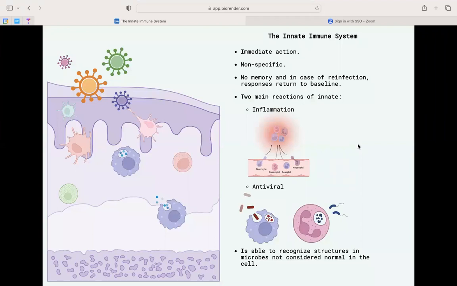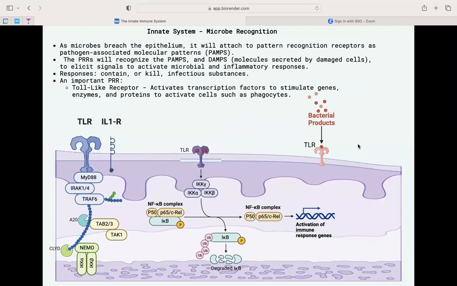within the host cell. The innate system will recognize molecules that have breached the epithelium through the pathogen-associated molecular patterns, or PAMPs, that have connected to a pattern recognition receptor, PRR. The PRRs are proteins that will recognize the DAMPs and PAMPs, DAMPs being molecules secreted by damaged cells, to elicit signals that activate microbial and inflammatory responses to contain or kill infectious substances.